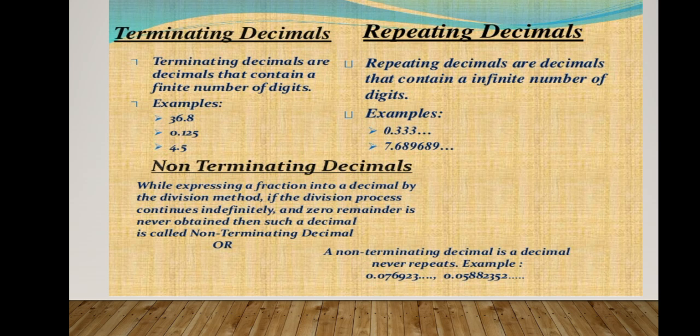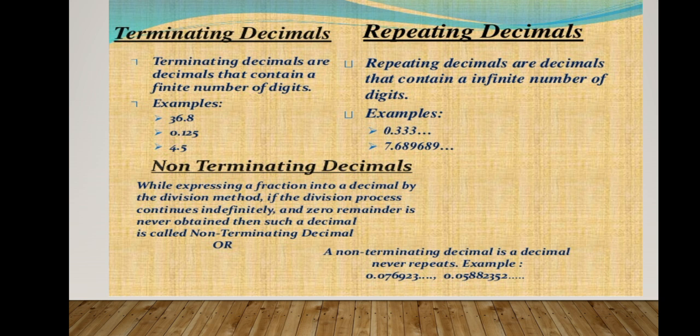While if we divide 10 by 3, we get 3.3333. There is a repetition of 3 which never ends. Then this is a repeating decimal. The repeating decimals are decimals that contain an infinite number of digits. For example, if we divide 1 by 3, we get 0.333, 7.689689 and so on. There is a fixed repetition of 689 infinite times.